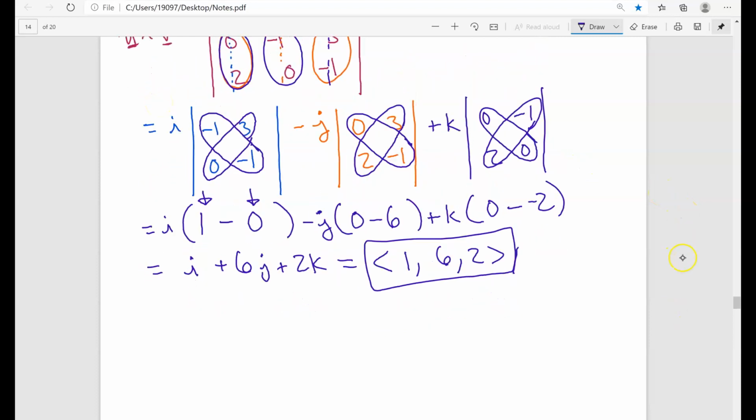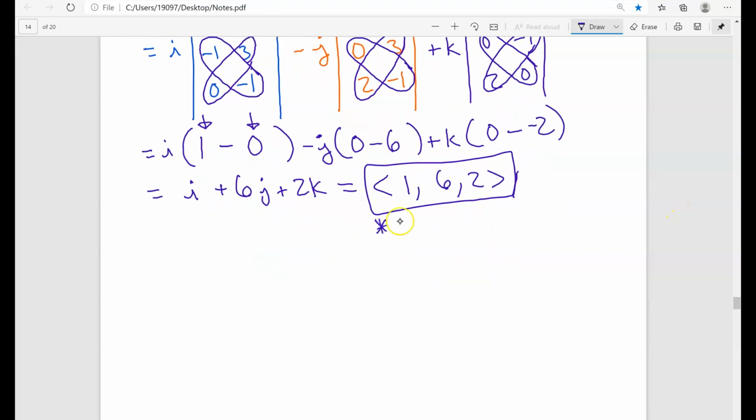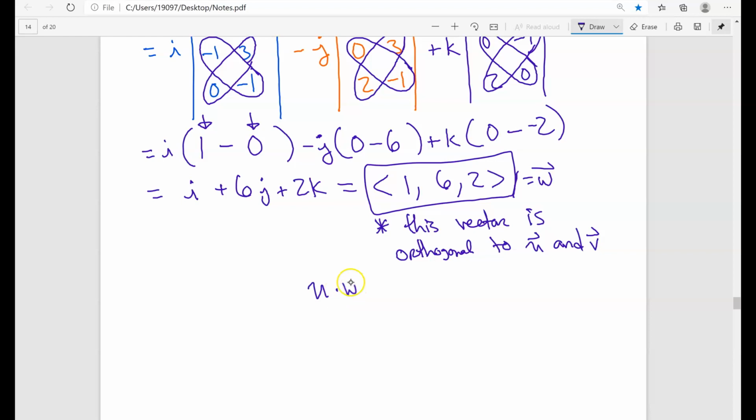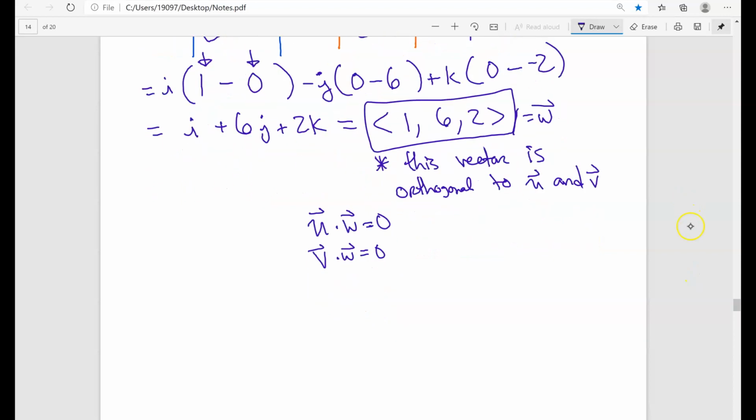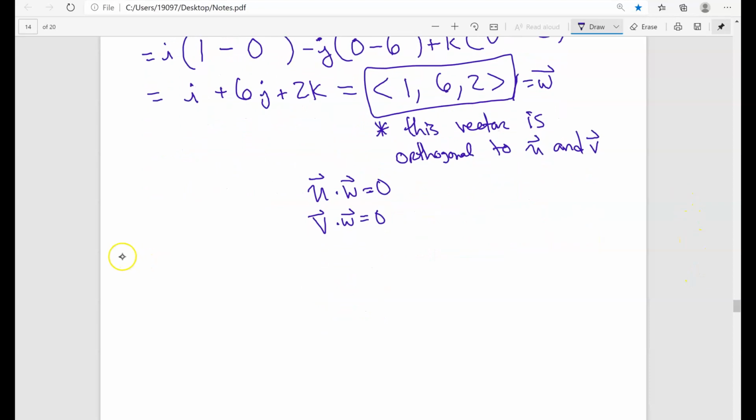Okay? So this, and I'll leave this as a little exercise. This vector, so what does this vector do? This vector is orthogonal to U and V. So that means this vector, let's call this W. Take the dot product between U and W, and then take the dot product of V and W, and you'll see that this gives me 0. Okay? Now, one more thing before we just finish this video.